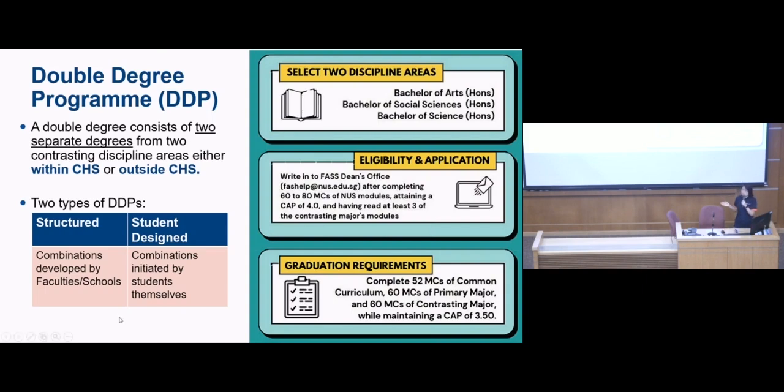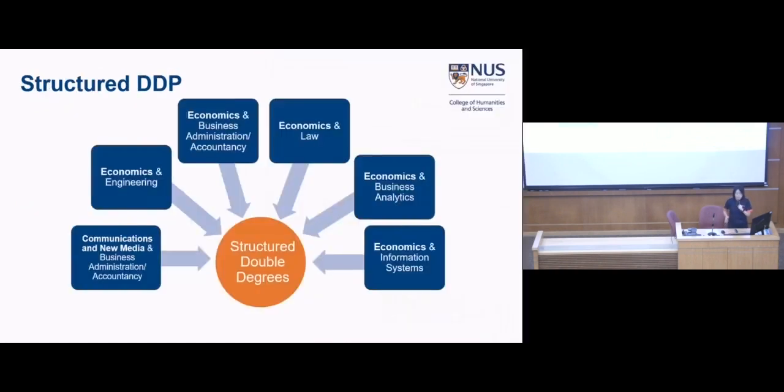But basically, there are 2 types of double degree program. One is structured, the other is student design. Structured means that we already designed it for you. Student design means you can initiate. So for structured DDP, these are examples we have.